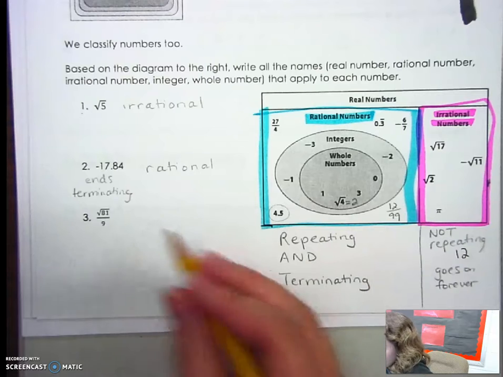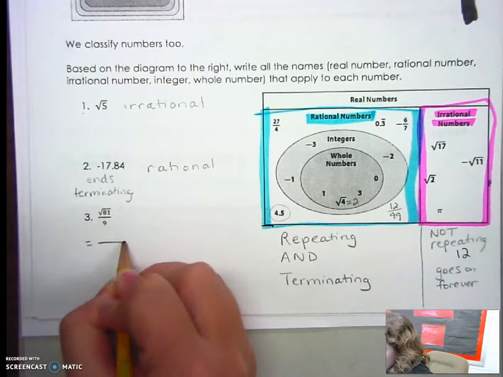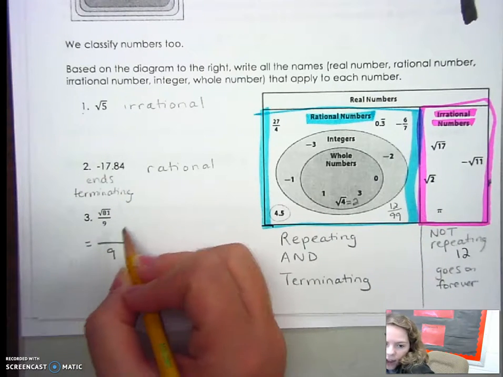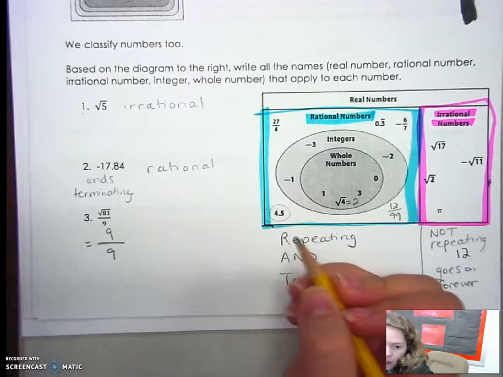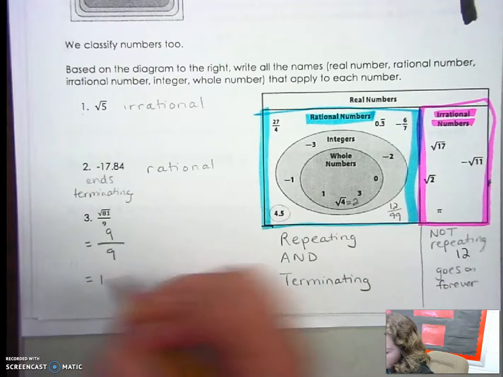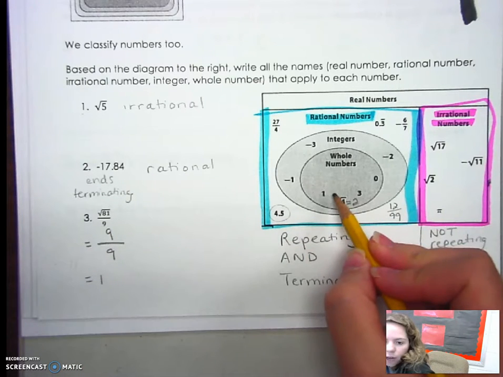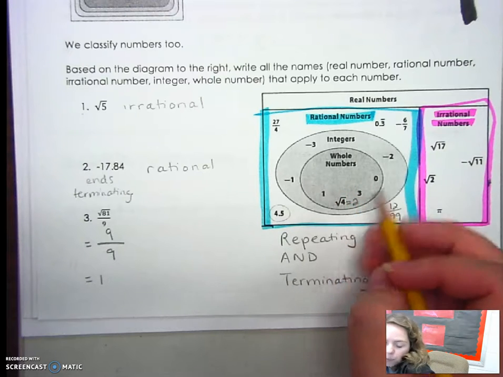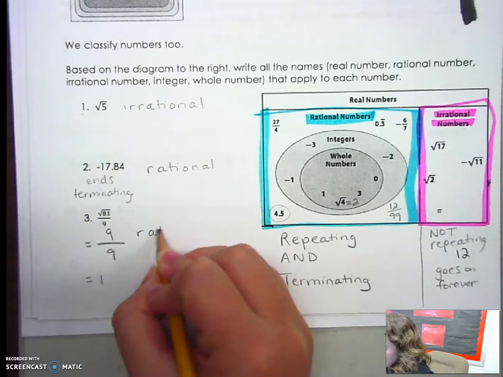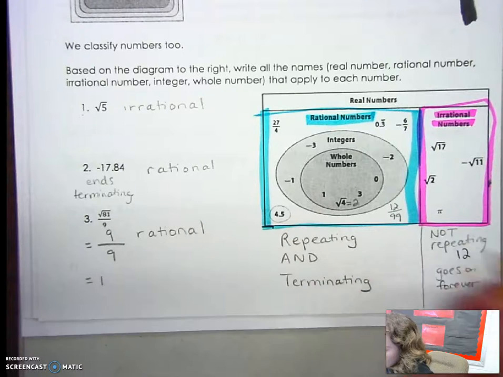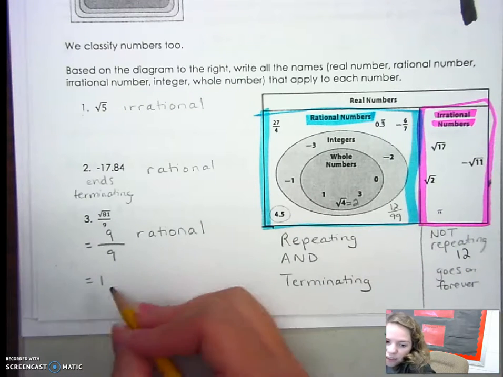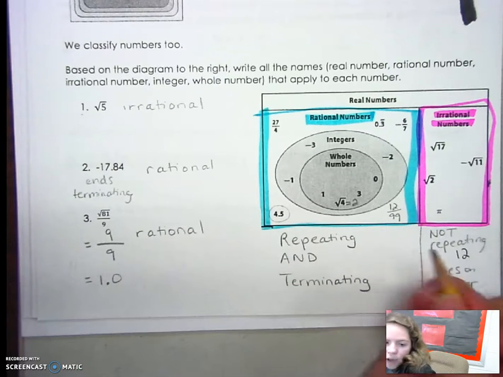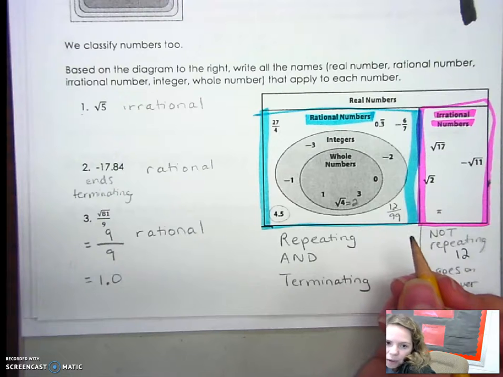Now, number 3 looks kind of intimidating, but I know the square root of 81 is just 9, so this becomes 9/9, and 9 divided by 9 is 1. And 1 is a whole number, so that would make this one rational. Part of the reason is that the number 1 is considered terminating because it doesn't go on forever. It has an end to it. It's like 1.0. So that one is terminating.